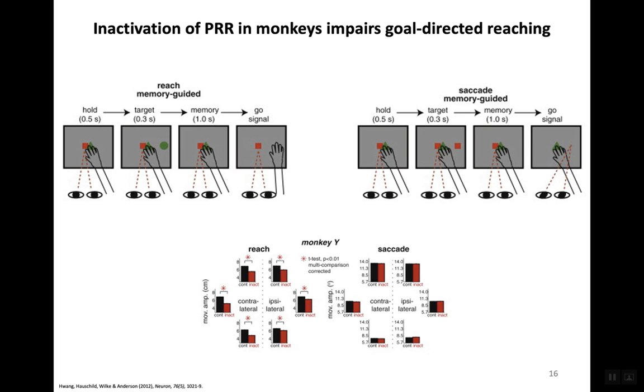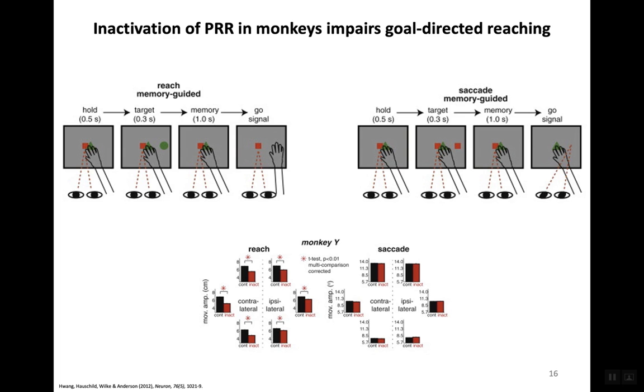So the target is presented, you hold that location in memory for a bit, and then once the go signal is launched, you have to move the hand to that particular location. Okay, so the question is, what happens if the PRR acts normally and whether it is inactivated? And what the authors of this study did was to measure the movement amplitude in that specific direction.